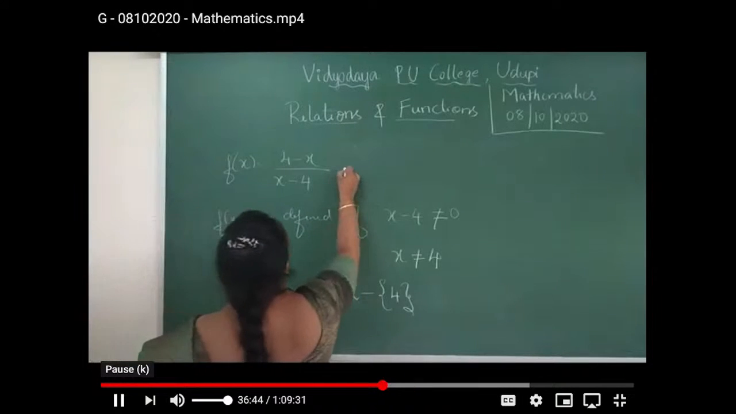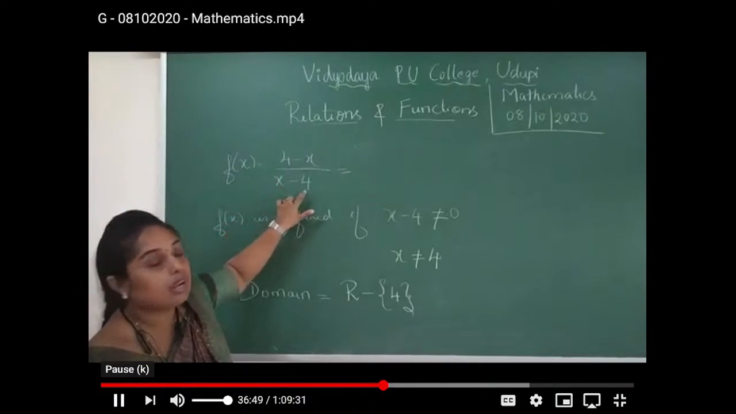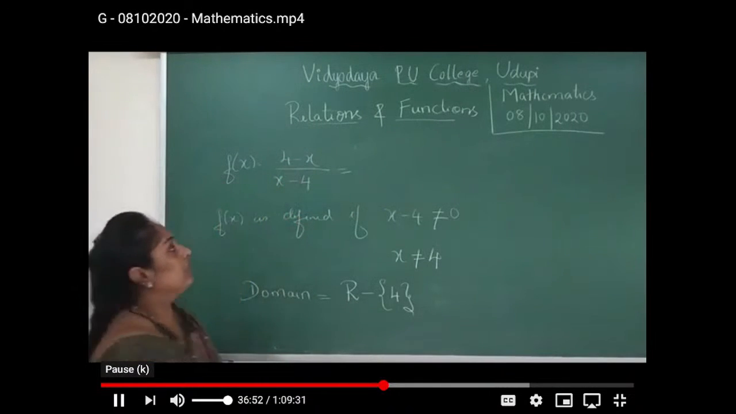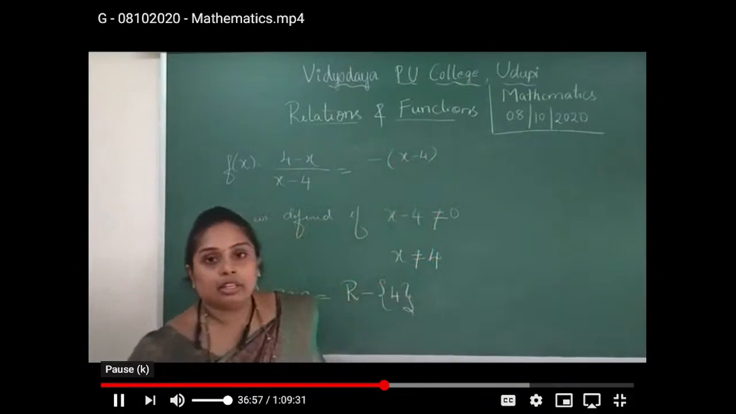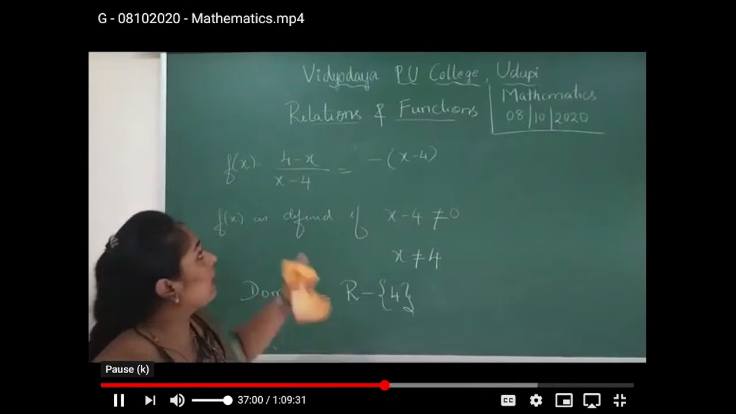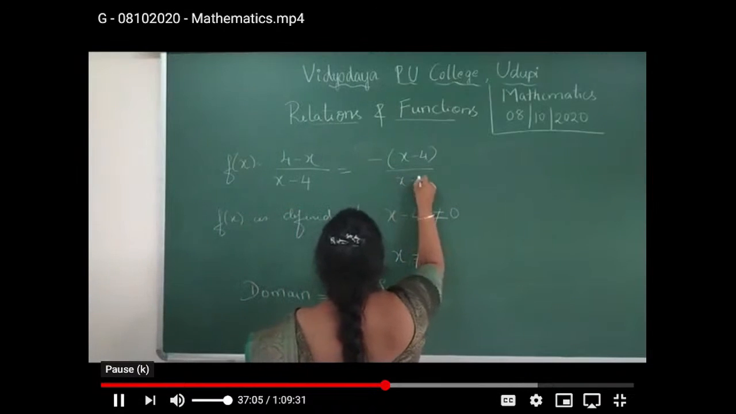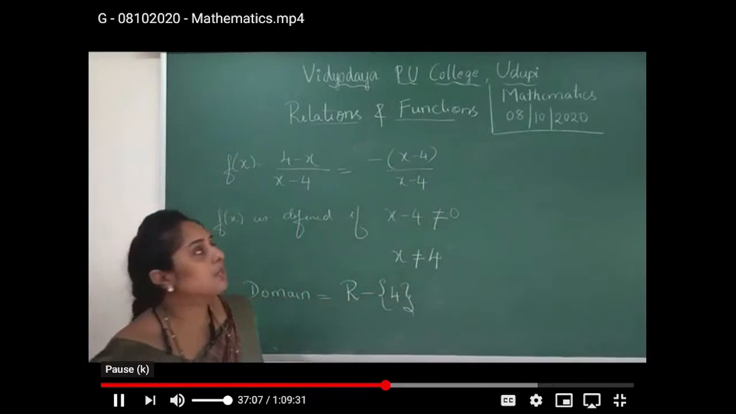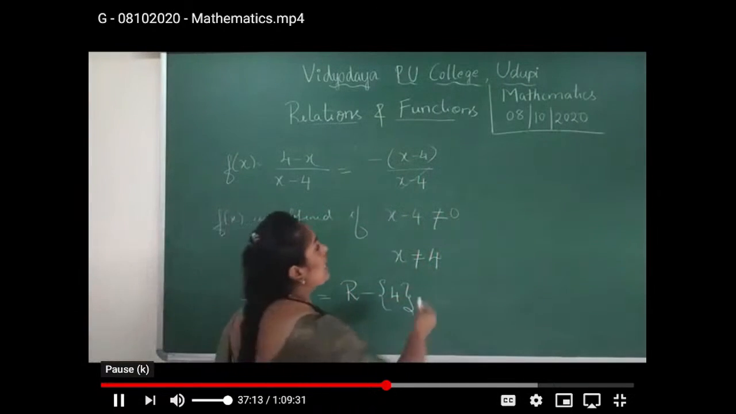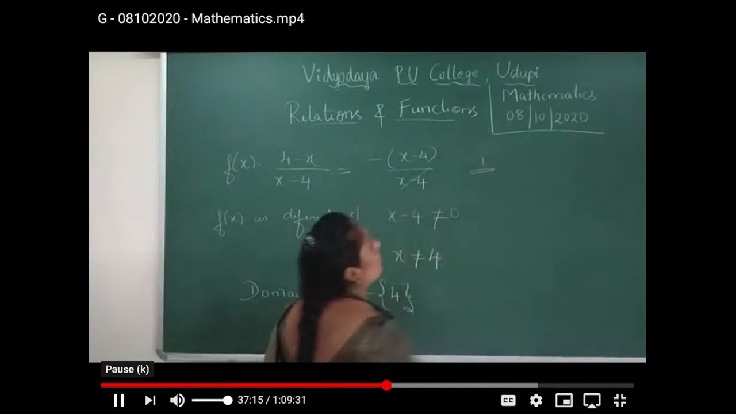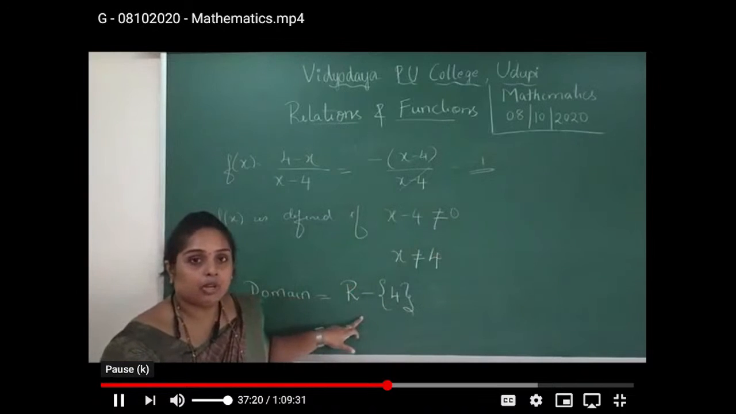To solve that, what I will do is, here I am having 4 minus x. Here I am having x minus 4. I take minus common from the numerator. If I take minus outside, I can write 4 minus x becomes minus of x minus 4, divided by x minus 4. Okay. So can I cancel this x minus 4, x minus 4? Yes. So what is left? Minus 1 is left.